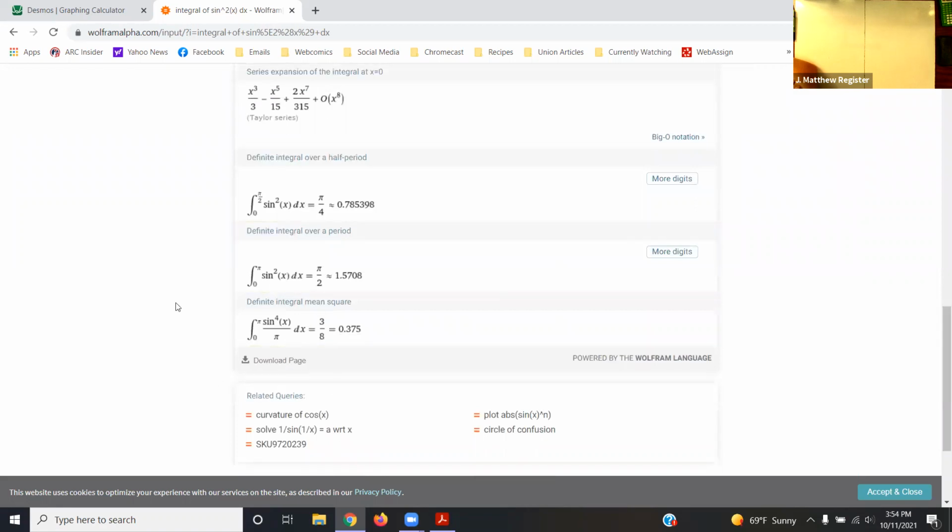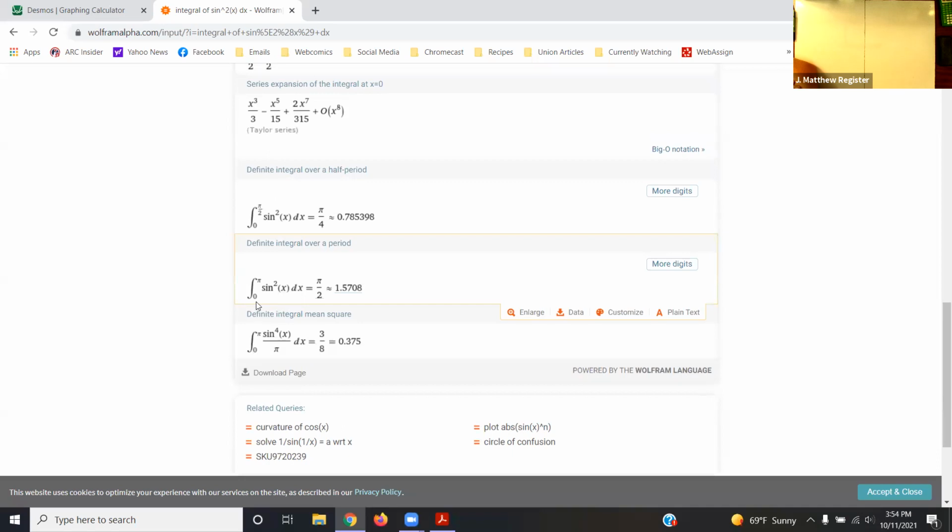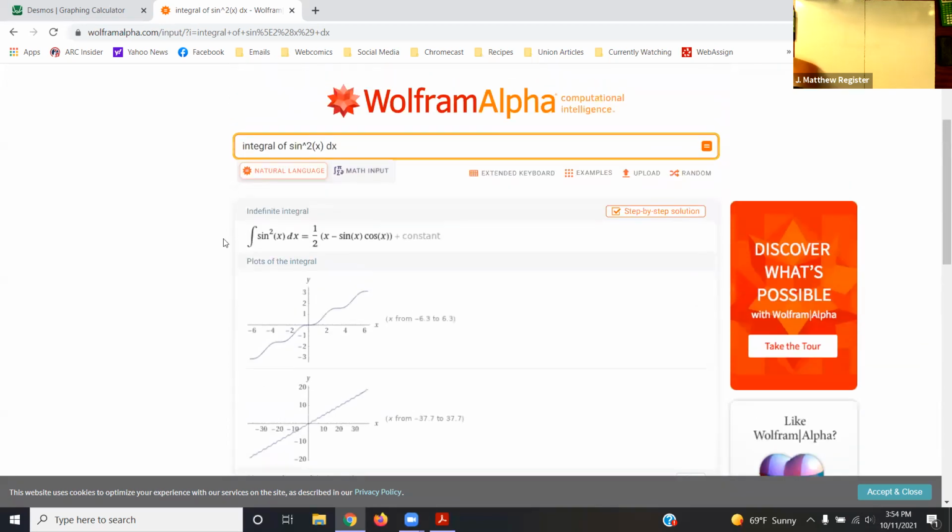And so there's a lot of additional nice tools. Like here it is from 0 to pi. It tells you that it's pi over 2. I wasn't asking that, but it's great to know that that's the answer. And this will work for just about anything. There are some, though, which it'll struggle with. And let's see if I can find one of those.